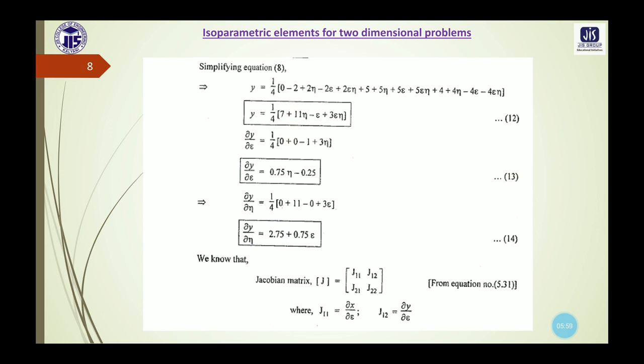In a similar manner, from equation number 8, after simplifying that, we are getting the value of y as 1/4 into (7 plus 11 eta minus epsilon plus 3 epsilon eta). This is our equation number 12. So if y is this one corresponding to equation number 12, then del y del epsilon is equal to 0.75 eta minus 0.25, which is equation number 13. And if we perform this differentiation with respect to eta, then we are getting 1/4 into (0 plus 11 minus 0 plus 3 epsilon), that is equation number 14, where we are getting del y del eta equal to 2.75 plus 0.75 epsilon.